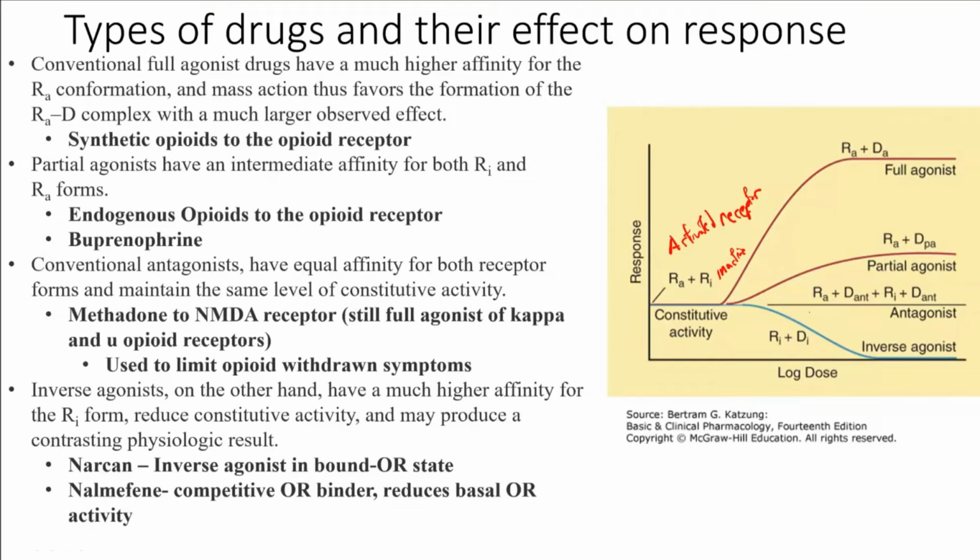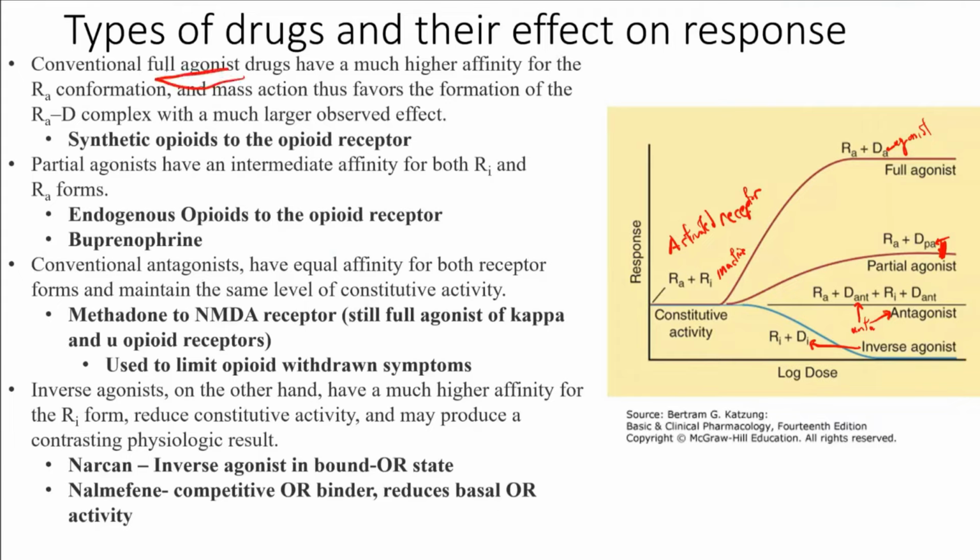And then DA, this means agonist. D-ant means antagonist. I'll just put that there. DPA means partial agonist. And then DI, inverse agonist. So this part, I would suggest knowing the concept of what this curve means. So let's go one by one.